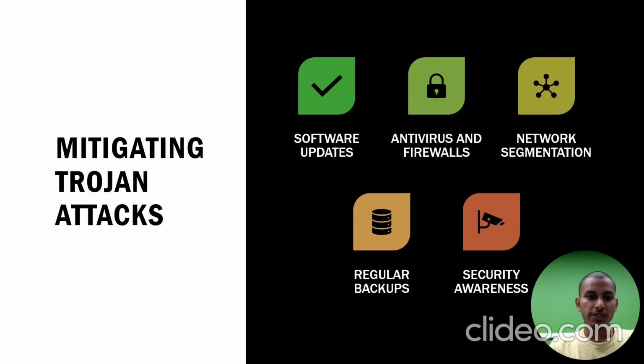Hi. So now let's talk about mitigating Trojan attacks. First, software updates. Regularly update software to patch vulnerabilities. Second, antivirus and firewalls. Use robust antivirus programs and configure firewalls to block unauthorized access. Third, network segmentation. Divide the network to contain and limit the spread of attacks. Fourth, regular backups. Perform and securely store regular backups of critical data. Fifth, security awareness. Train employees to recognize and avoid Trojan threats. So these are some of the mitigations of Trojan attacks. Let's move to the conclusion.